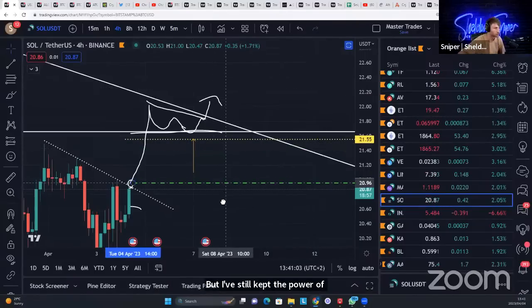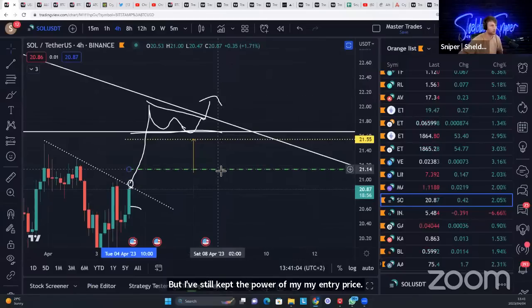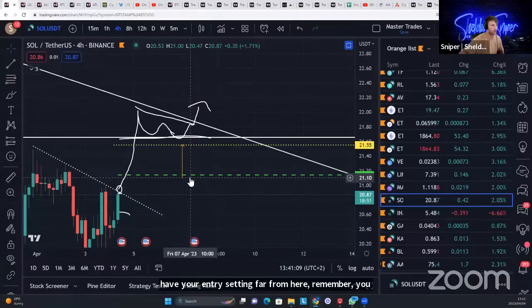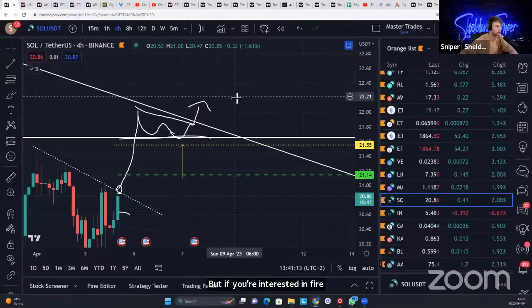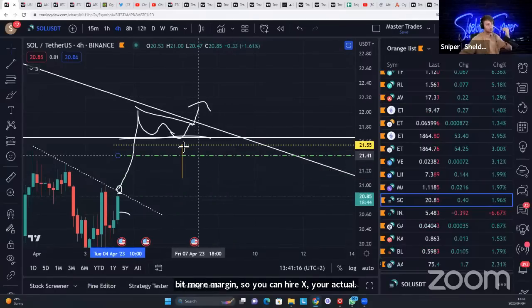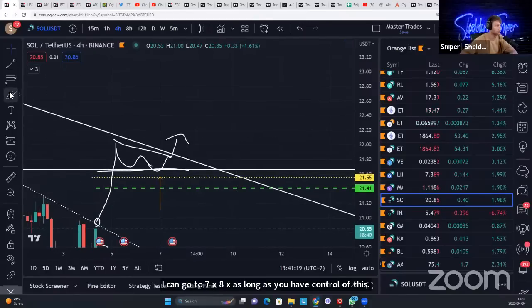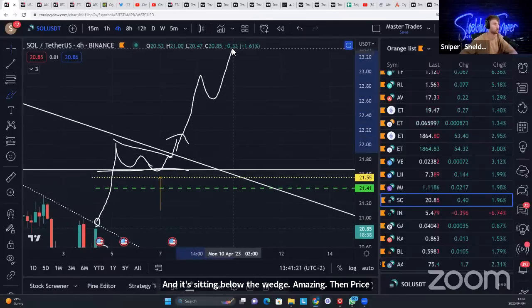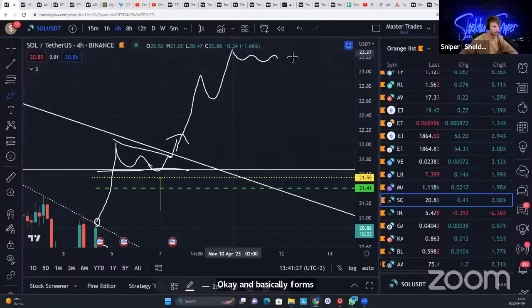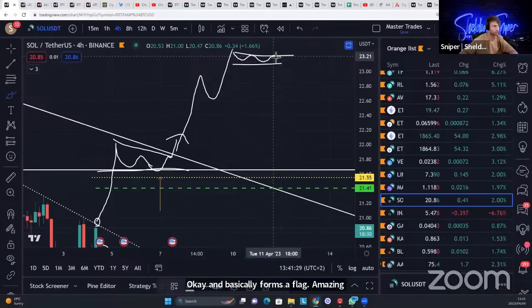So if you have your entry sitting far from here, remember, you still got to have a goal for the ultimate trade. But if your entry is sitting far here, you just need a little bit more margin. So you can go higher X, now you can go to 7X, 8X, as long as you have control of this and it's sitting below the wedge, amazing. Then price goes up and it shoots all the way up here and forms a flag. Amazing. Cool. I formed the flag. Great. And we decide to break it to the top.